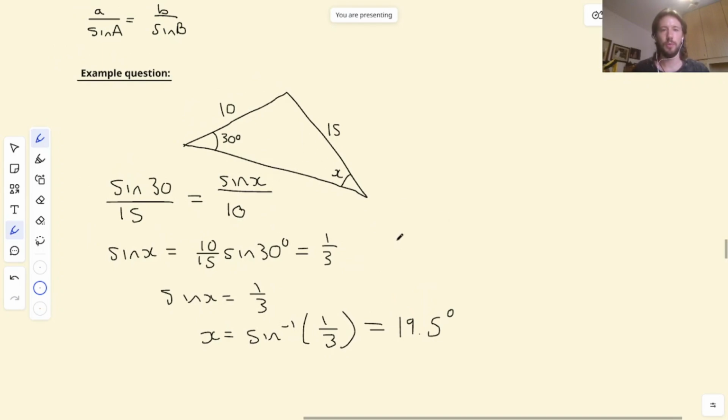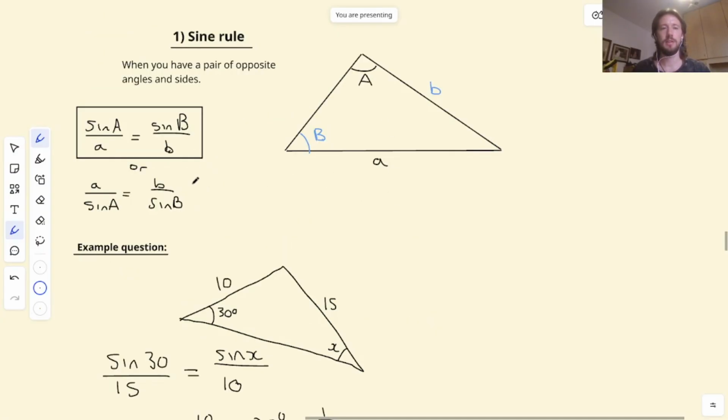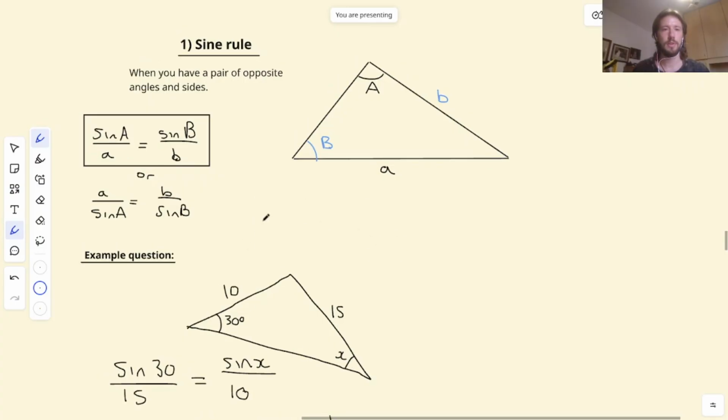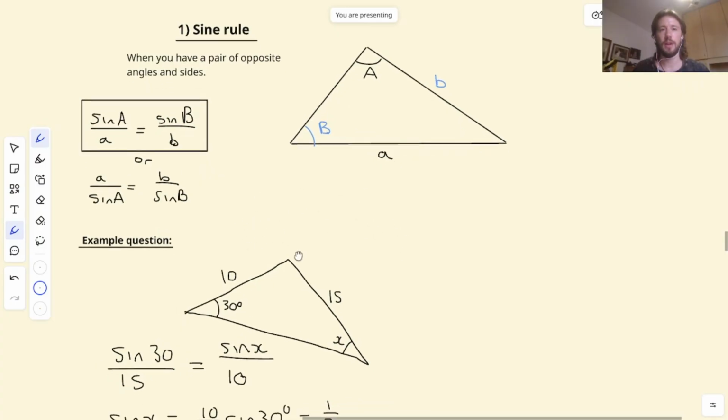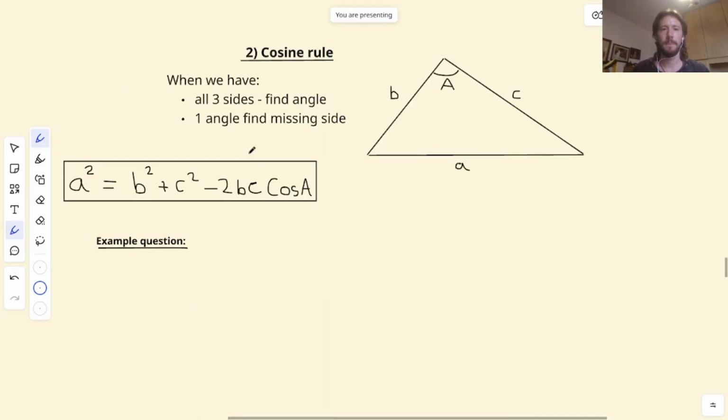Of course, this is quite a straightforward example of the sine rule. Later on, we will be doing mixed questions, and they can definitely get harder. Note that this equation will most likely be in your formula sheet, so you won't have to remember it. Don't worry about that. Okay, so that was it for the sine rule. Now let's have a look at the cosine rule.